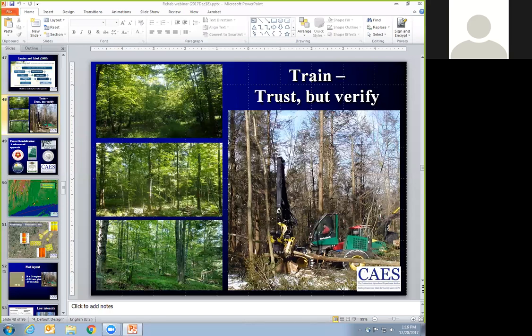Let's see. J.D. Irvin is using drones. Actually, a lot of people now are using, there's a great article in the most recent Northern Logger about using LIDAR for laying out skid rows and everything else.